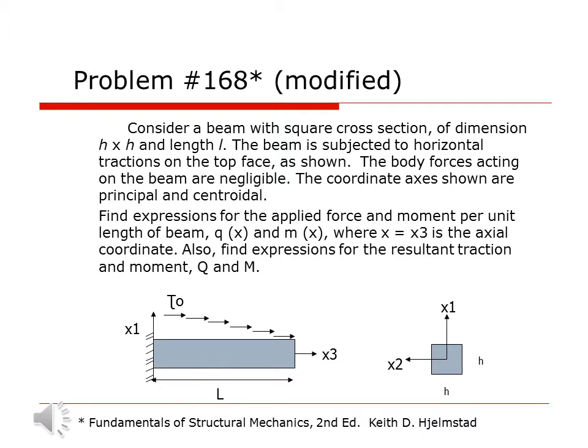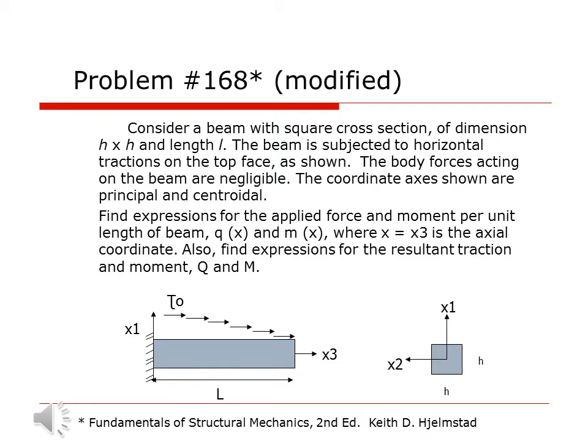Problem 168. Consider a bin with a square cross-section of dimension h by h and length L. The beam is subjected to horizontal traction on the top face as shown. The body forces acting on the bin are negligible. The coordinate axes shown are principal and centroidal.